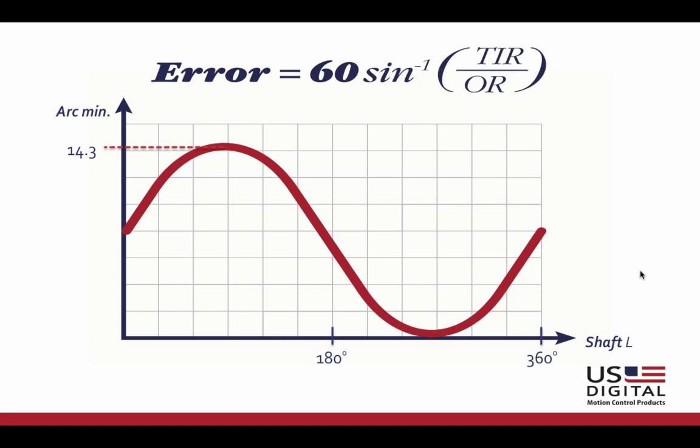So once again, looking at our curve, our waveform, we'll see that we have 14.3 arc minutes as a maximum error as you rotate through 360 degrees of the shaft. Okay, once again, it's a cyclic error. So you will see the entire error over one rotation of the shaft. Okay, and the error in this case, we show a nice sine wave.